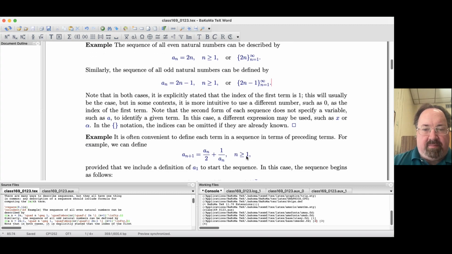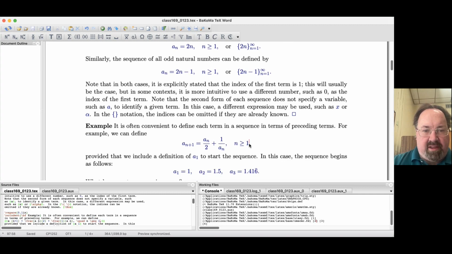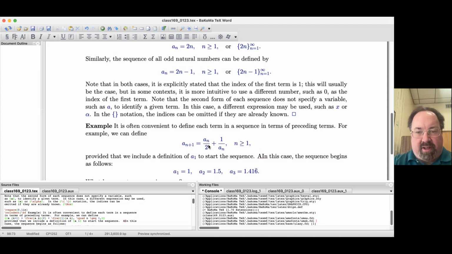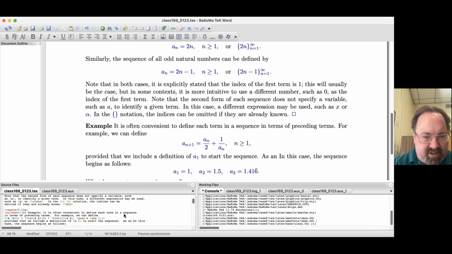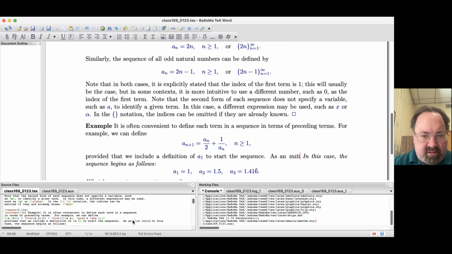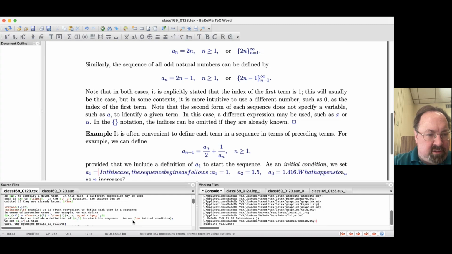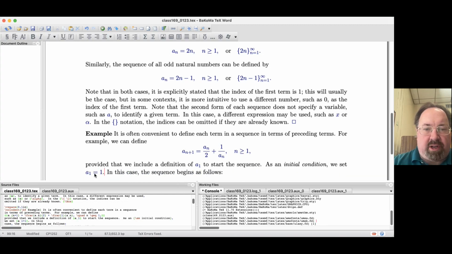Now, in order for that to work, though, if we want the first term of a sequence to be A1, we need to specify what A1 is. So as what's called an initial condition, okay, so A1 will be equal to 1. Then A2 is obtained from A1 using this formula. Then A3 from A2, A4 from A3, and so on.